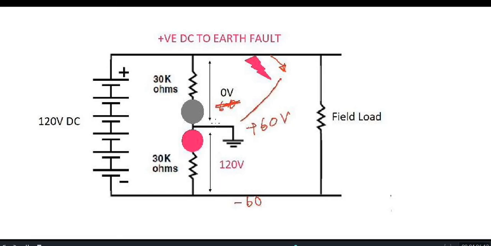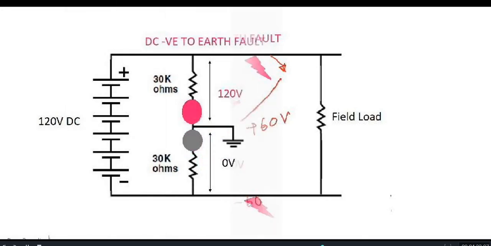Hence, due to the imbalance in voltage from positive to earth and from negative to earth, there will be a current flowing from the negative DC arm to earth, and that current will make the LED glow and also a siren blow, which will let the operators know that there is an earth fault on the DC positive to earth.